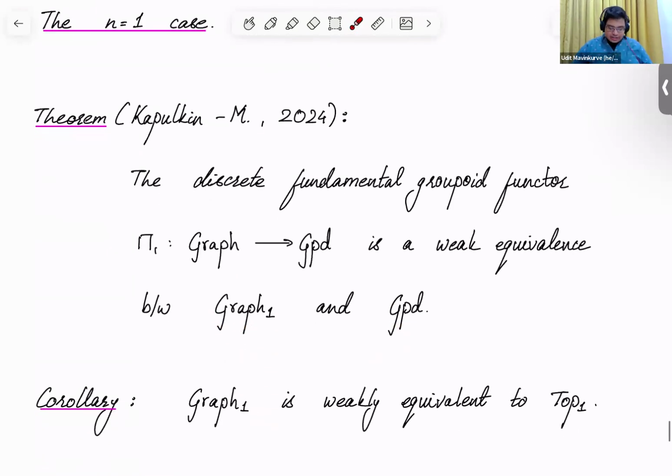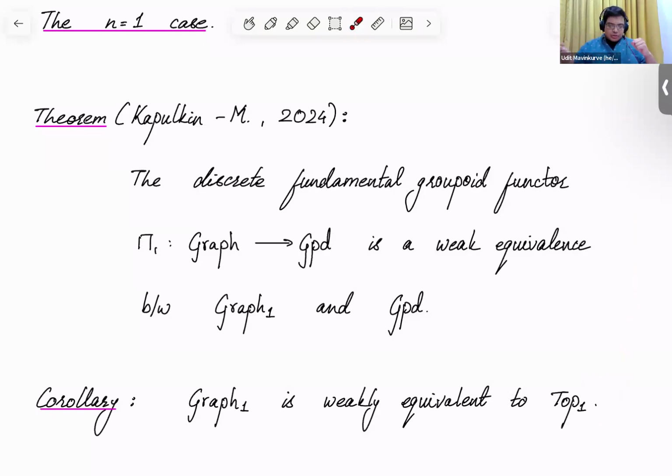Basically, as a corollary, we get a zigzag of weak equivalences between graph sub 1 and top sub 1, where you have the discrete fundamental groupoid going from graph sub 1 to groupoids, and then the usual classical fundamental groupoid going from top sub 1 to groupoids. That's a proof of concept in dimension 1. For each dimension, you would have to develop an algebraic argument. Just like we have the fundamental groupoid, you might want to look at the other algebraic models you have for n-types of spaces, develop analogous results for graphs, and then do the same sort of thing.